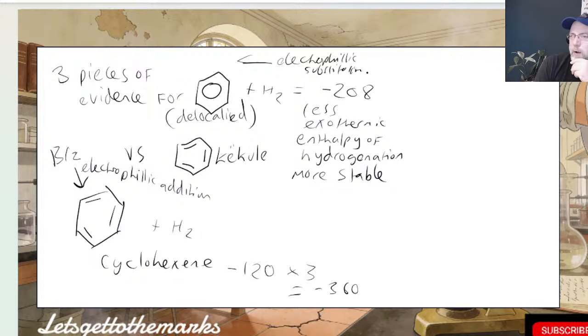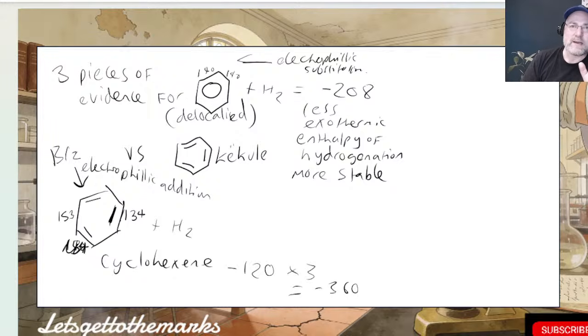What's the bit of evidence with bond length? Anyone put up the bond length evidence? Good. Benzene has the same bond lengths, whereas in the Kekulé structure the double is about 134 and the single is 153. Benzene's is 140. The doubles are slightly shorter, stronger, thicker, more condensed. Benzene's every bond is identical. Do you need to know the numbers? No. What you want to say is the benzene bond length is in between the bond length of a single and a double bond. So again, that's your 3 bits of evidence.